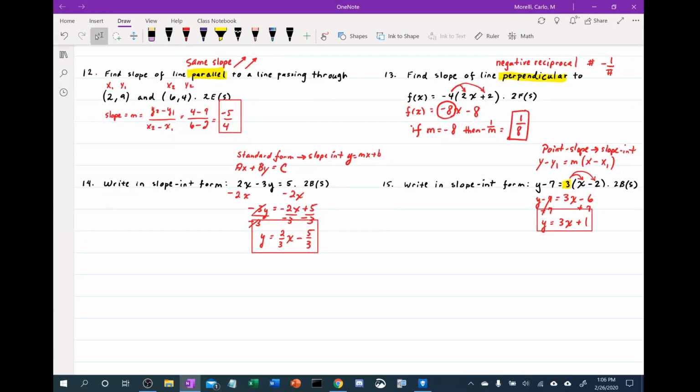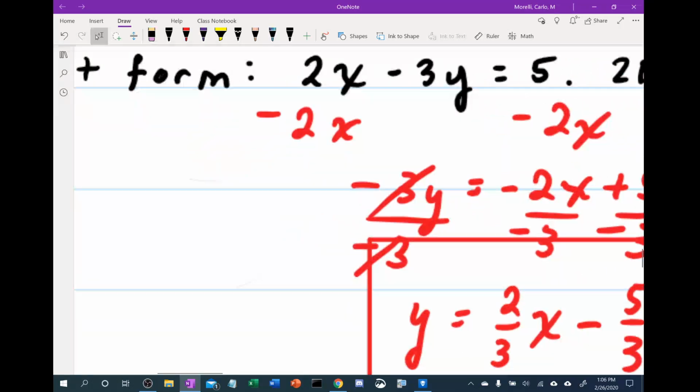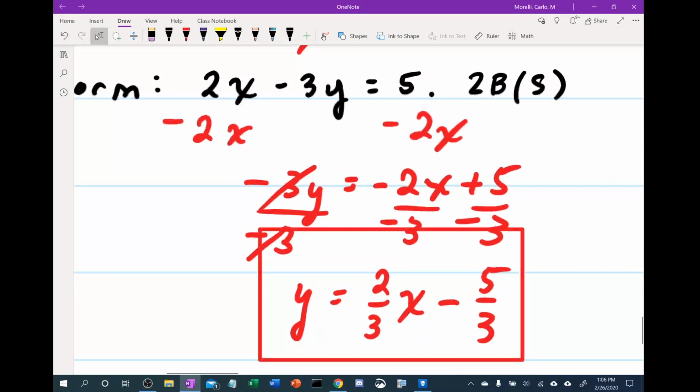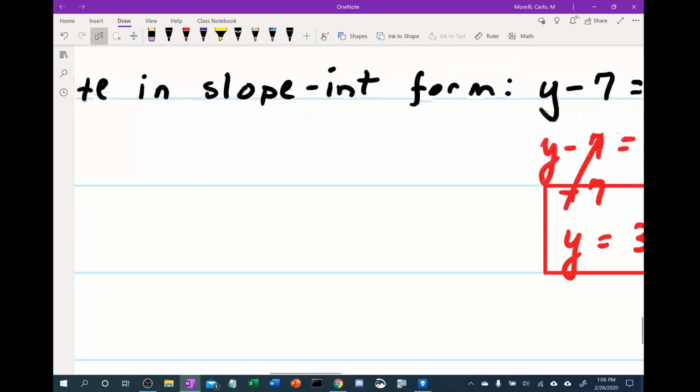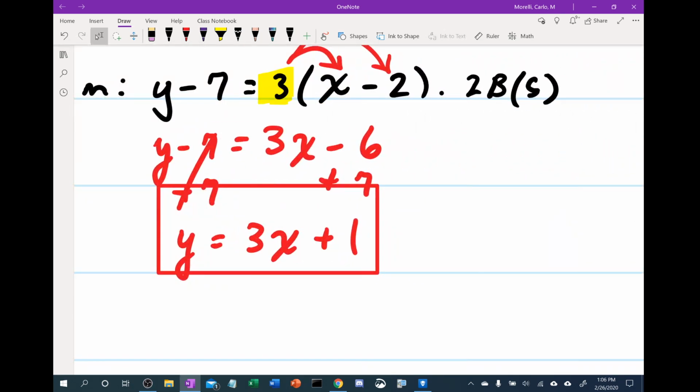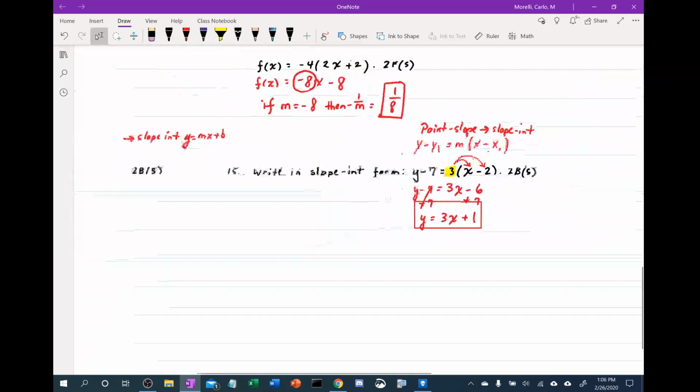Would you like to know something? I'm proud to hear that, but this skill, going from standard form to slope-intercept, then from slope-intercept back to standard, and this one right here, going from point slope to slope-intercept, is the most missed question or skill type on the STAR test. So the ones that y'all found the easiest are the ones that are missed the most often.